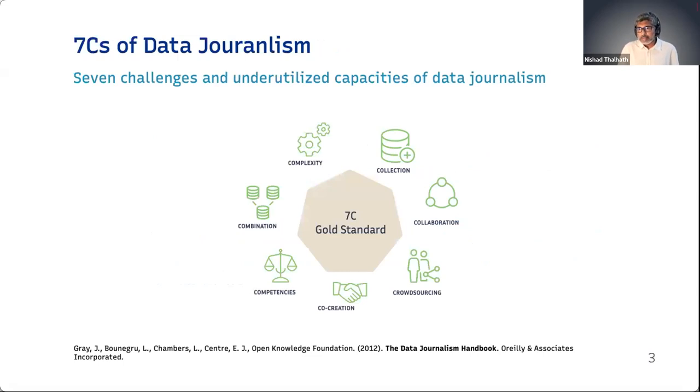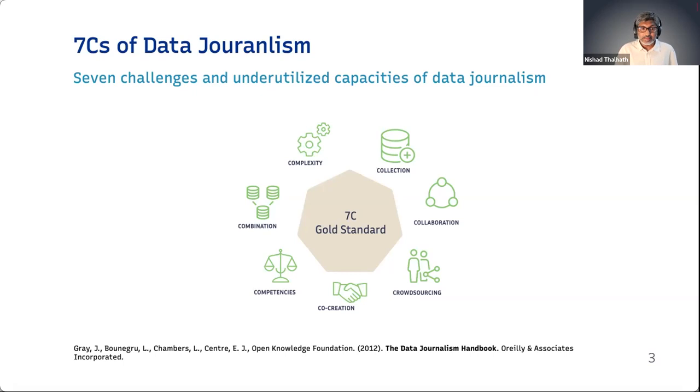Data journalism has these golden seven C's, or golden standards, which are seven challenges or capacities of data journalism. They are complexity, collection, collaboration, crowdsourcing, co-creation, competencies, and combination. If you look closer, you can see that one of the data acquisition concepts is crowdsourcing, which is one of the major C's and of major interest for us: how we can approach crowdsourced data in a more systematic way, which will help us create more linked open data or knowledge graphs.